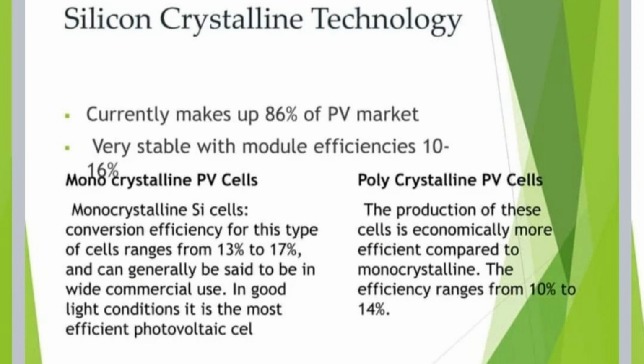Then comes the polycrystalline PV cell. So, what is a polycrystalline PV cell? It is a cell whose production is economically more efficient compared to monocrystalline. The efficiency of the polycrystalline PV cell ranges from 10% to 14%.